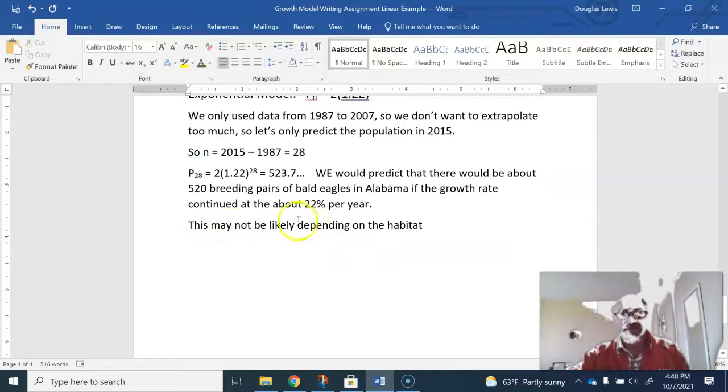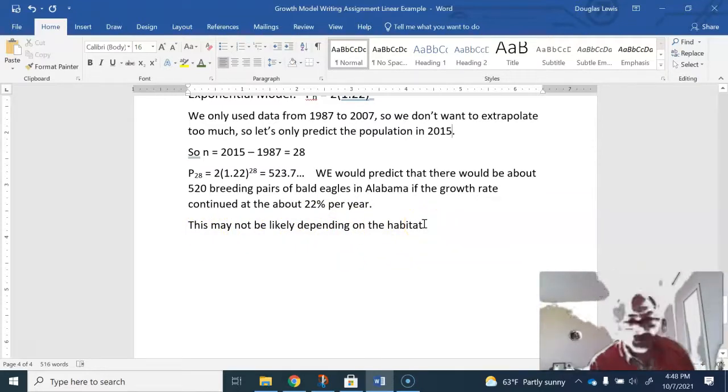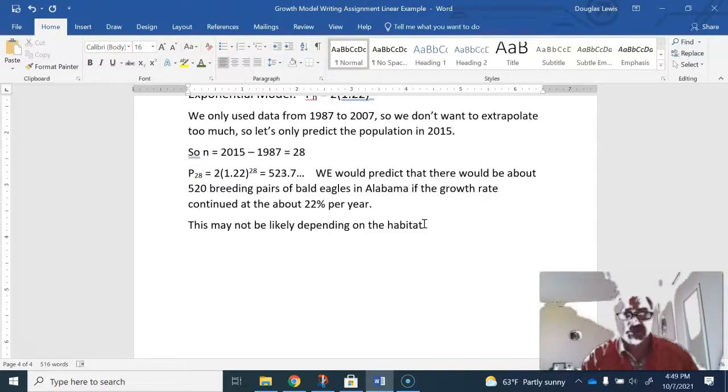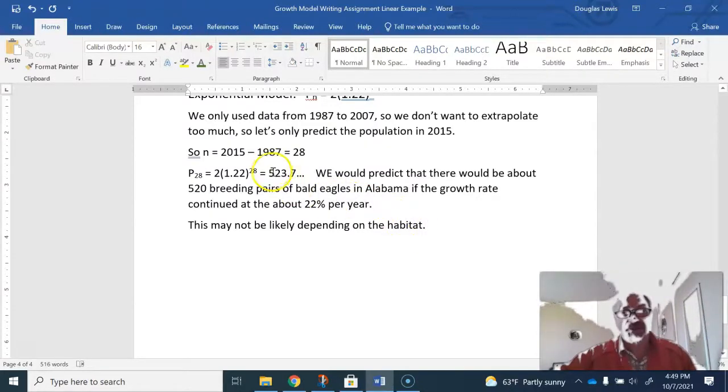So this may not be likely depending on the habitat. So we don't really know. It would be worthwhile to go and look up and see how many bald eagle pairs were there in 2015, if they were keeping track, which I suppose they would be. I didn't go and do that, but you could, just to see how good our prediction was.